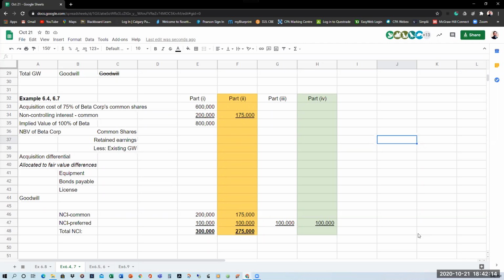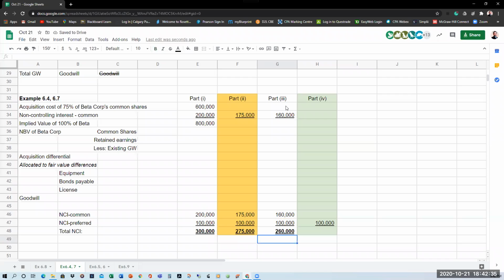NCI common, Firoz, 160. Right? So NCI common is 160. Well, add to that the 100,000 for the preferreds. And yes, you get total NCI. You gave me the answer for total NCI. Yeah, so this is what I'm trying to get at.